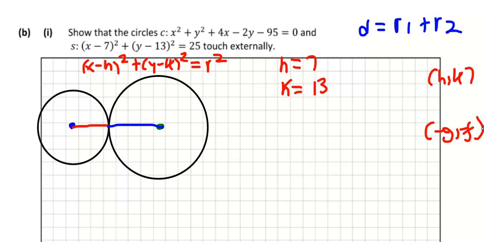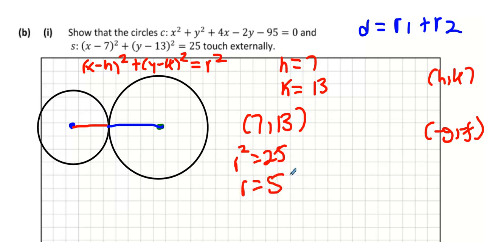Okay. So what is the center of this circle? Thank you very much. What is the radius of this circle? R squared is 25. Radius is 5. Happy days. That is the HK method done. Okay. Now we're going to go on to the GF method. Why are we going on to the GF method? It's written in GF form, okay?